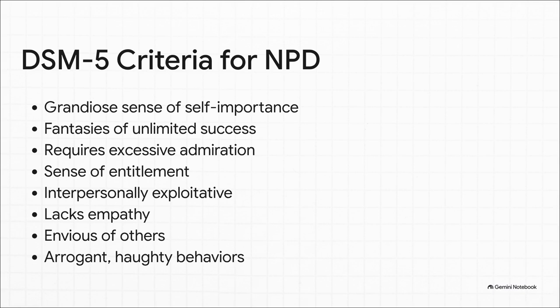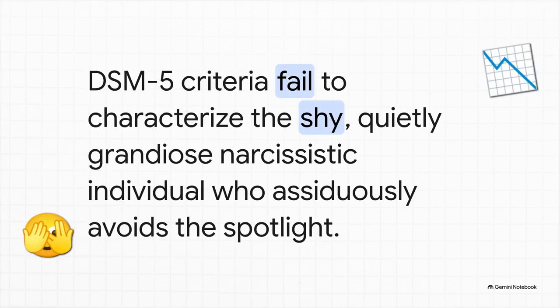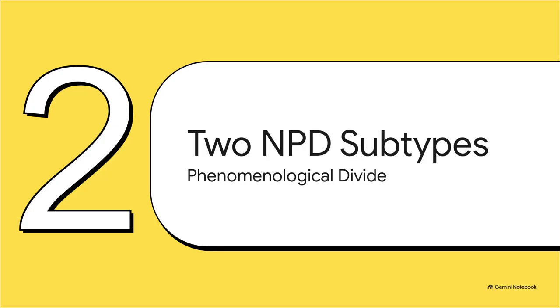These criteria paint a very specific picture, the loud, arrogant person who demands the spotlight. But listen, as a clinician, you have to know that the DSM-5 has a massive blind spot here. It's severely limited because it completely misses the quietly grandiose patient. The vulnerable, shy individual who actively runs from the spotlight due to an extreme, exquisite sensitivity to slights. If you're only relying on the DSM-5 playbook, you are going to misdiagnose a vast number of patients suffering from profound narcissistic pathology.